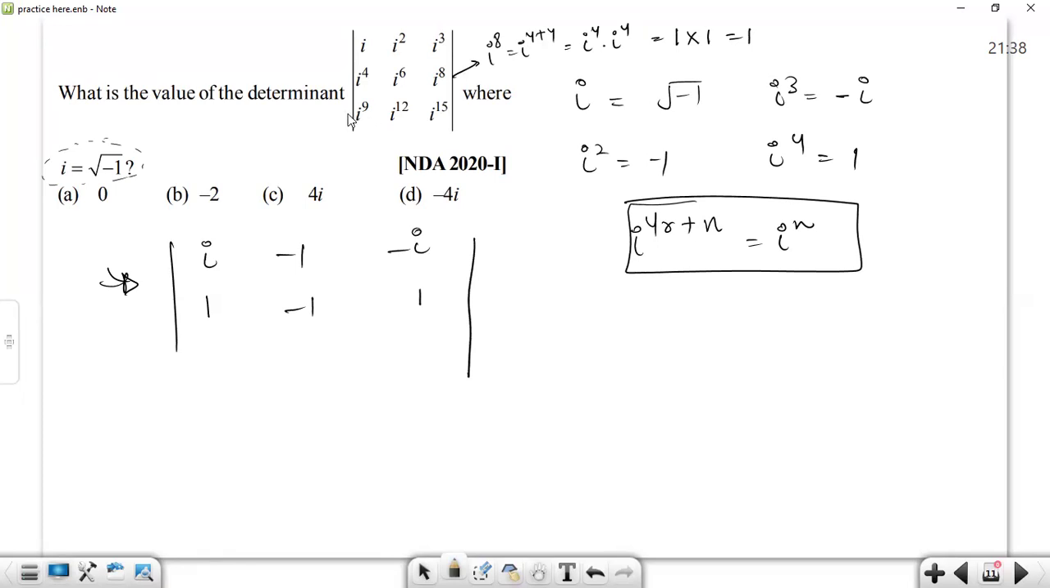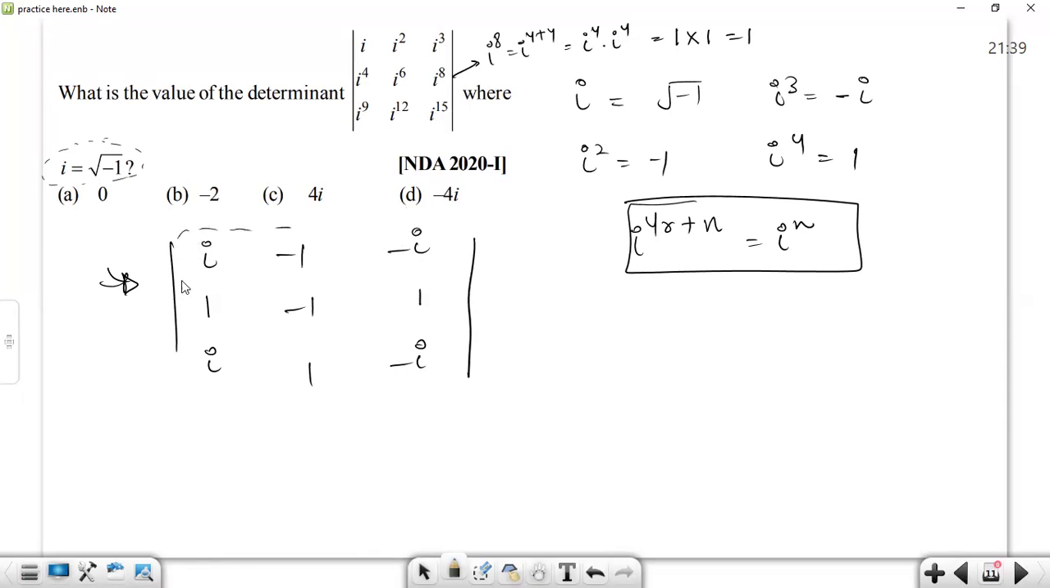Iota raised to power 9 is 8 plus 1. 8 is a multiple of 4, so it can be ignored. So that becomes iota raised to power 1, that is iota. Iota raised to power 12 is a multiple of 4, so its value is 1. 15 is 12 plus 3, so iota cube. Iota cube's value is minus of iota.